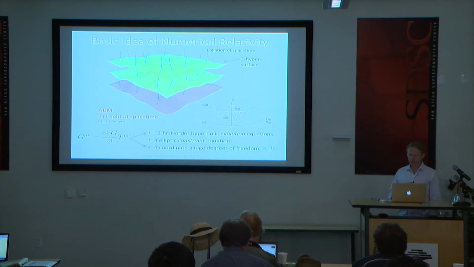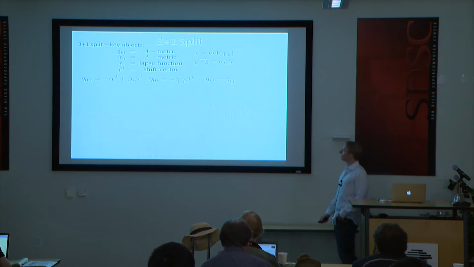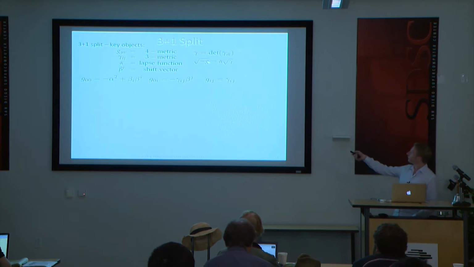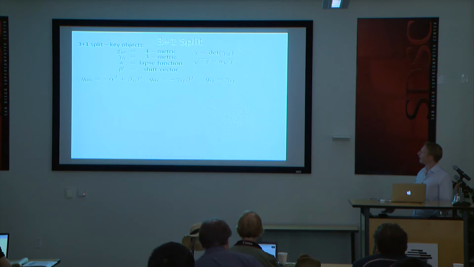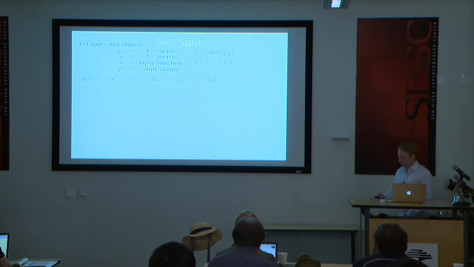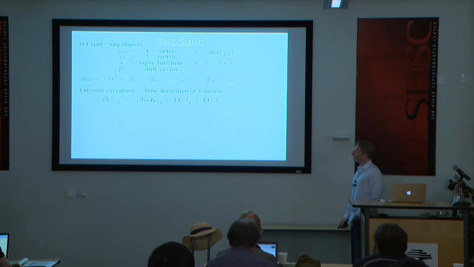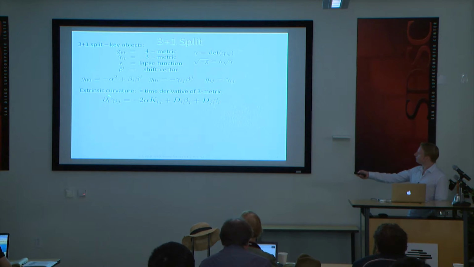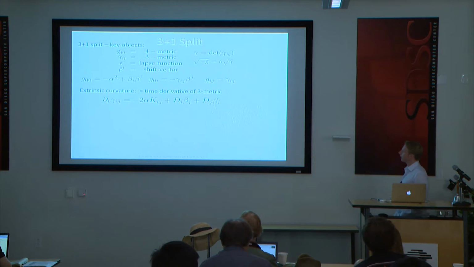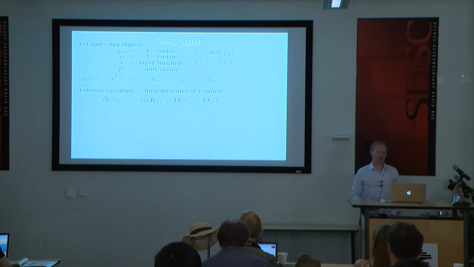So if we do that, we get a bunch more quantities. We pay the price for the split by getting more variables. We have the 4-metric, we have the 3-metric, we have the lapse function, the shift vector, various quantities that will pop up on the next slides. This is how the 4-metric is constructed out of the shift and the lapse and the 3-metric. And we get another quantity, the time derivative of the metric, which is called the extrinsic curvature, Kij. And Kij will be the time derivative of the metric and some coordinate-dependent terms coming from the shift vector of how the coordinates change from one slice to the next.